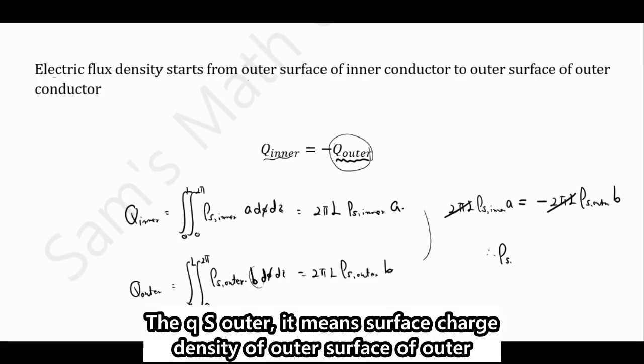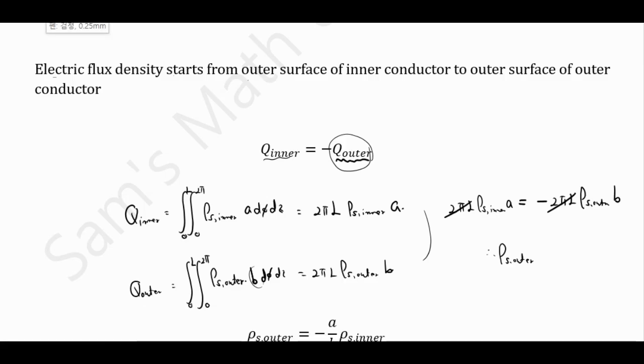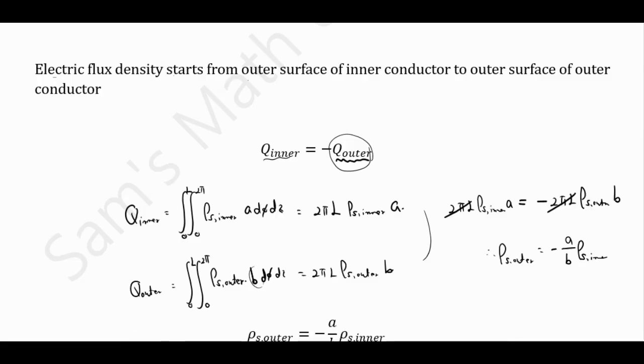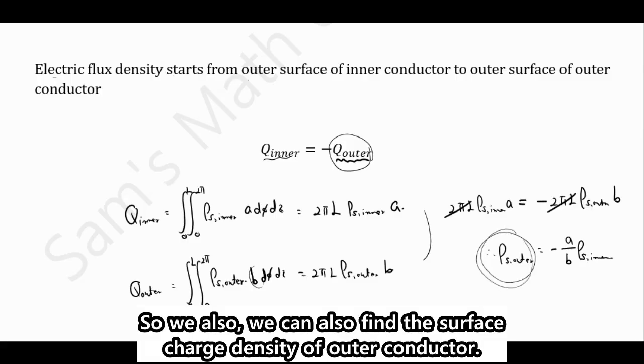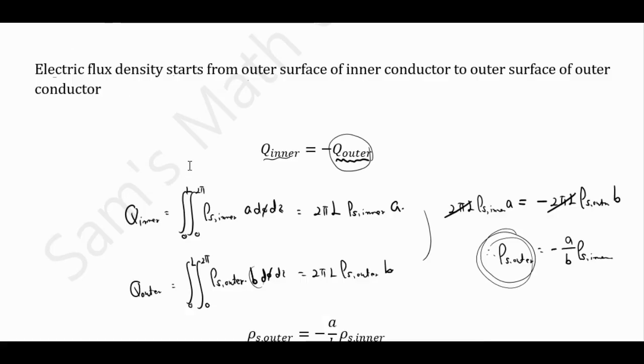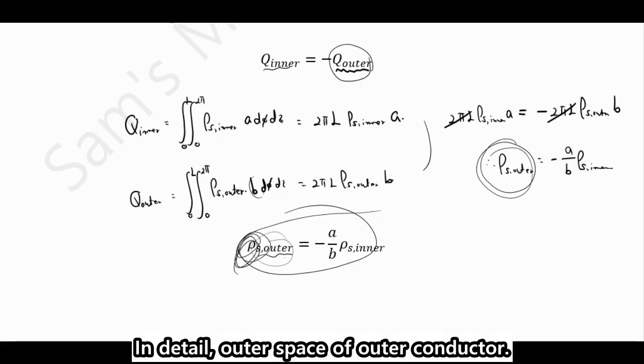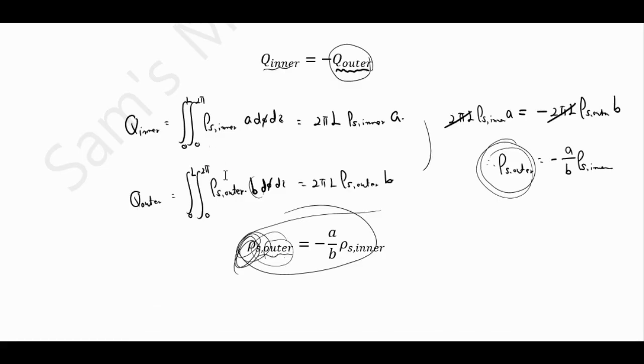The rho s outer, meaning the surface charge density of the outer surface of the outer conductor, is minus A over B rho s inner. So we can also find the surface charge density of the outer conductor like this. This is the surface charge density of the outer conductor, in detail the outer surface of the outer conductor, right?